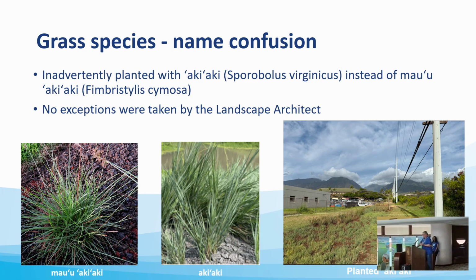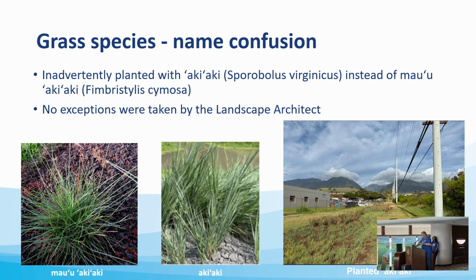Grass species and name confusion. The site was inadvertently planted with Aki instead of Mau Aki. The names and intended use of both appear quite similar. Mau Aki is a general term for grasses, sedges, and some herbaceous plants. It is usually found in inland and rocky areas. It offers drought tolerance and erosion control as a ground cover.